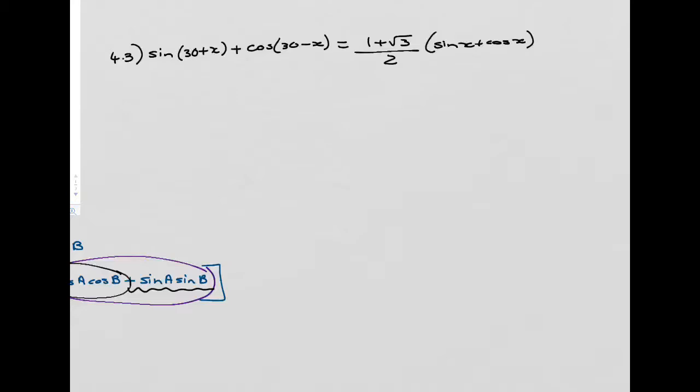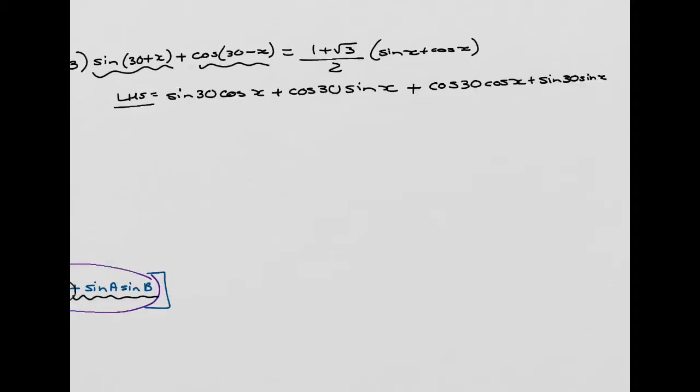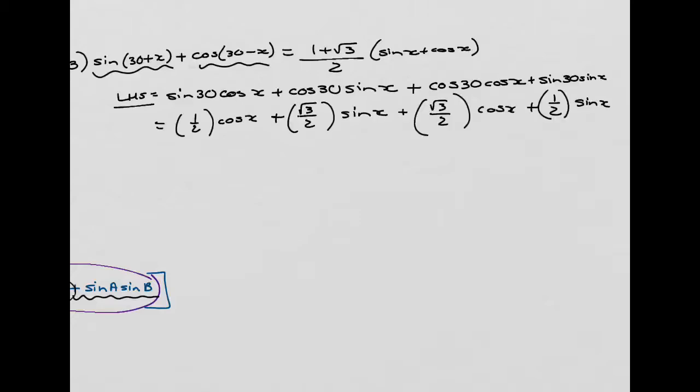Alright, our next one looks dreadful, but once you actually start working through it and you realize you've got some special angles involved, it's actually a lot easier than it looks. So we're going to start with our left-hand side, and again we're going to expand our compound angles here. So once we expand it, we can see we've got lots of 30s, which are special angles. So we're going to substitute in the special angles instead of sin 30, cos 30. So sin 30 is a half, cos 30 is root 3 over 2. So now we're just going to have to group like terms.